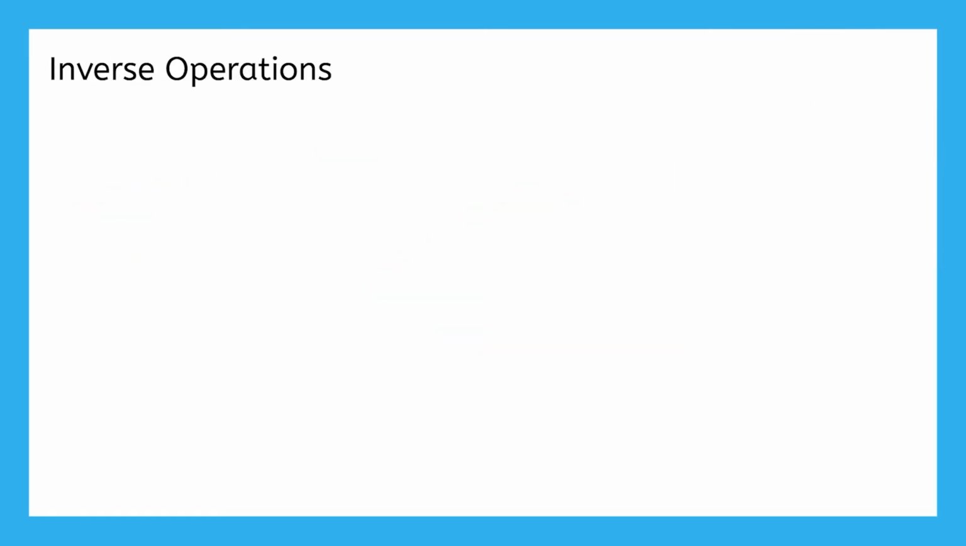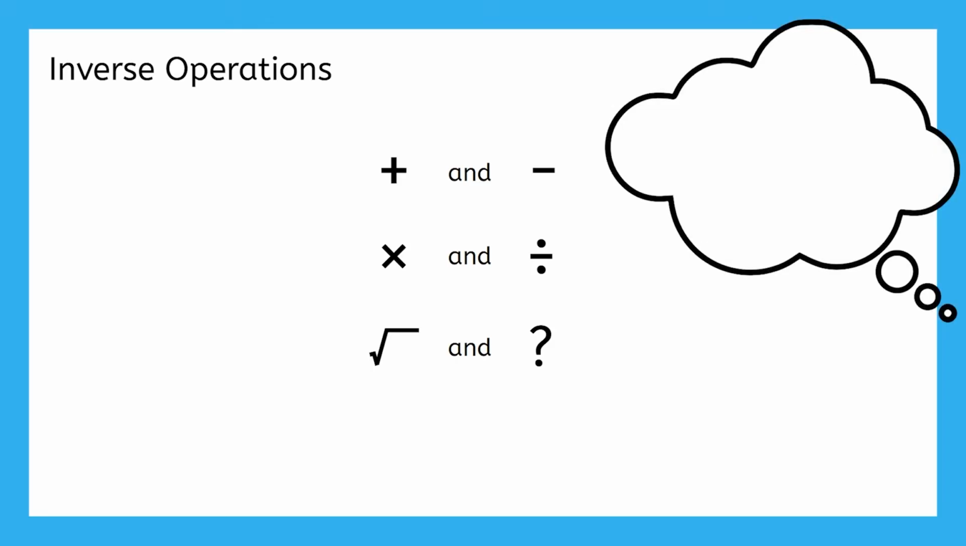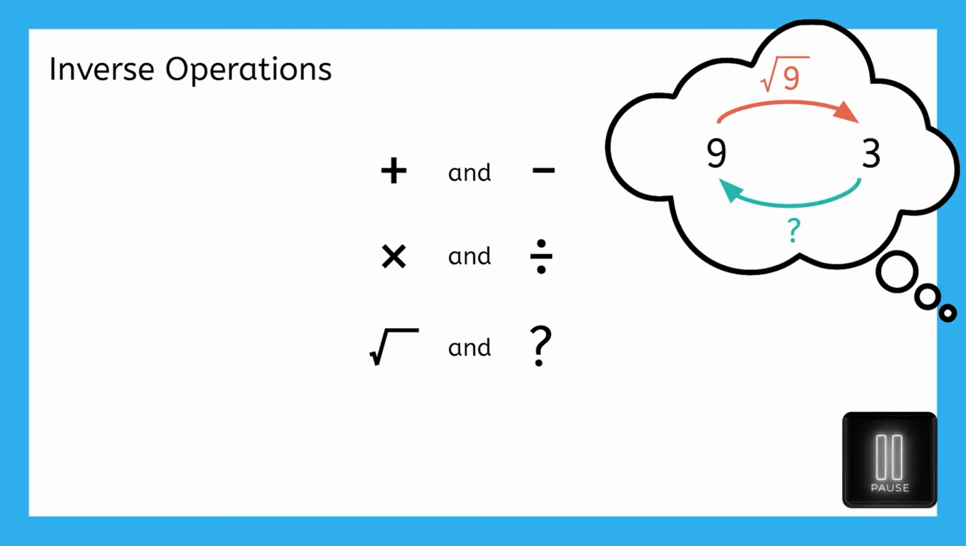The square root is a mathematical operation, and like the other operations we've learned, it comes with an inverse. Addition and subtraction are inverse operations that undo each other, just like multiplication and division. Can you think of an operation that's the inverse of the square root? Let's think. If the square root of 9 equals 3, what operation undoes this, taking us from 3 back to 9? Pause the video and write your thoughts in your guided notes.